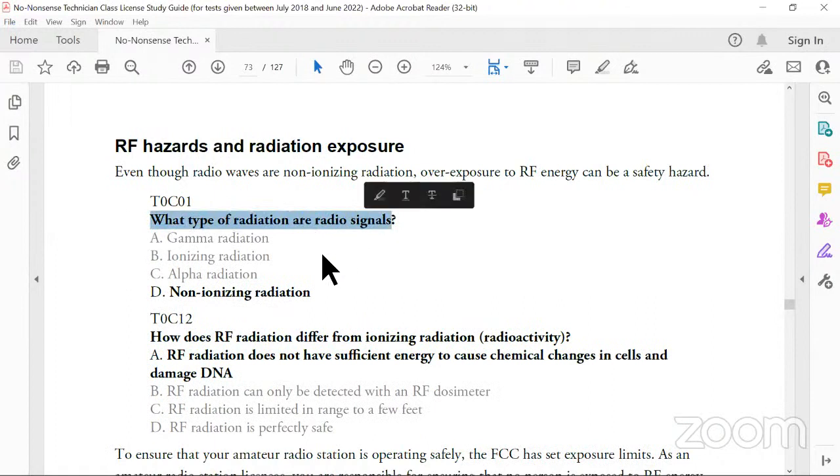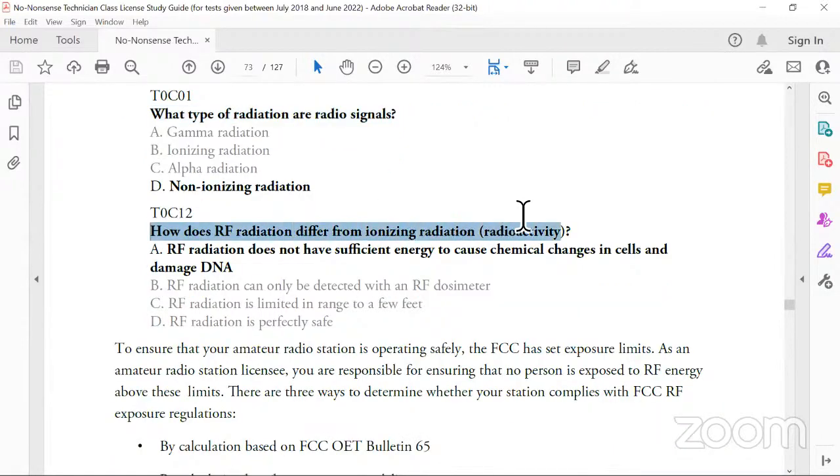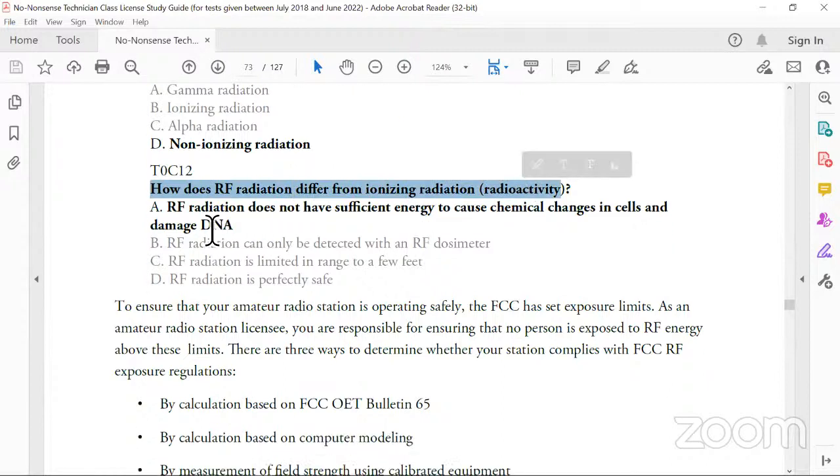What type of radiation are radio signals? Is it ionizing? Is it non-ionizing? We said that it's non-ionizing. How does RF radiation differ from ionizing radiation or radioactivity? Well, we said that radio or RF radiation does not have sufficient energy to cause chemical changes in cells and damage DNA. That's the difference between the two.